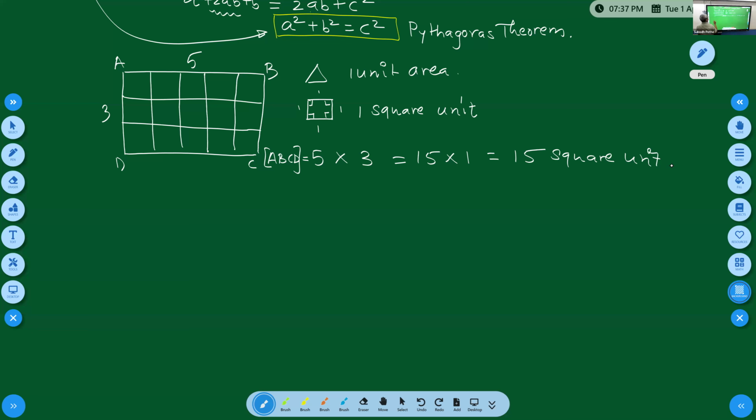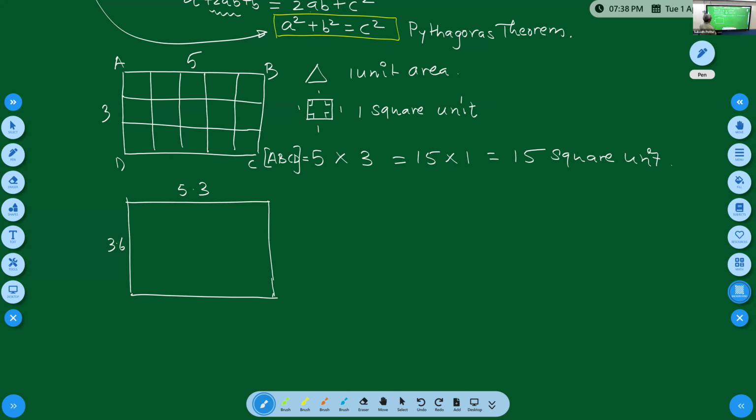Okay, good. Suppose my side is, in the next example, a little more than 5 and the width is also a little more than 3: 5.3 and 3.6. I have a rectangle with sides 5.3 and 3.6. Then what will be its area? Those squares will not fit in this. Some of them will fit, but then something will remain. Correct? But the process is the same.